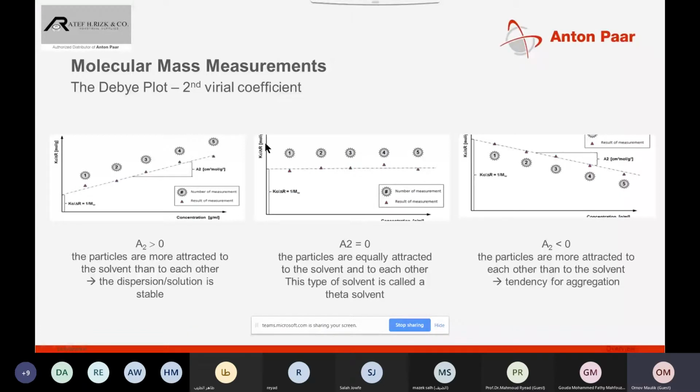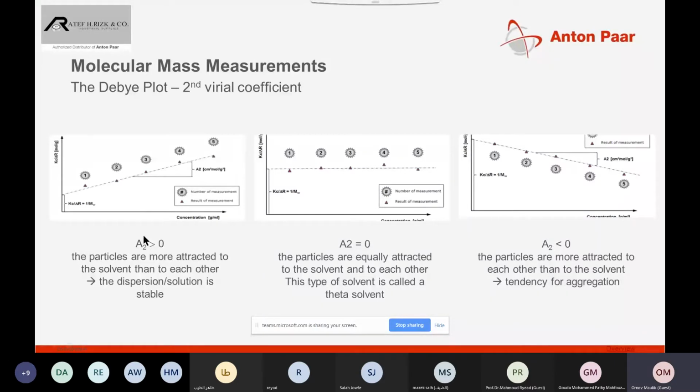In case your A2, that is the second virial coefficient, is equal to 0, that would mean that the particles are equally attracted to the solvent as well as to each other. So you can say that as far as the storage stability of these solutions or emulsions is concerned, it is not as good as in case you have a positive second virial coefficient.